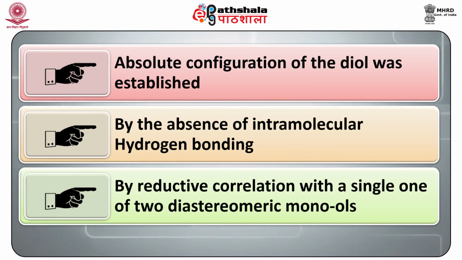So, finally, the absolute configuration of the diol was established by the absence of intramolecular hydrogen bonding and also by reductive correlation with the single one of the 2 diastereomeric monools.